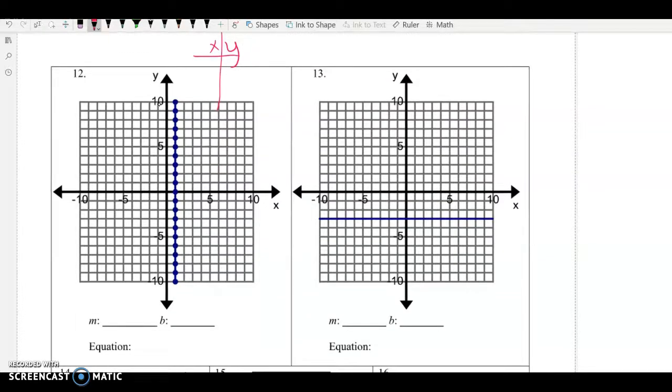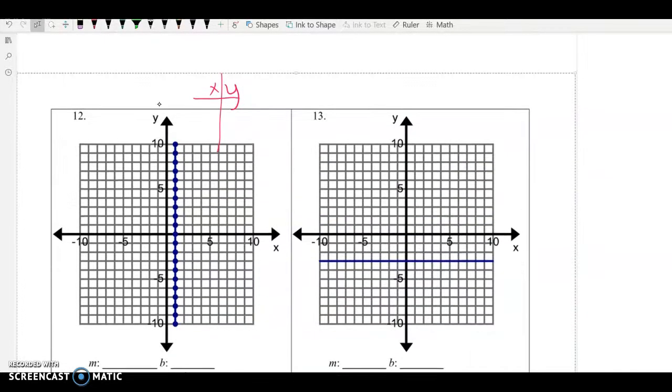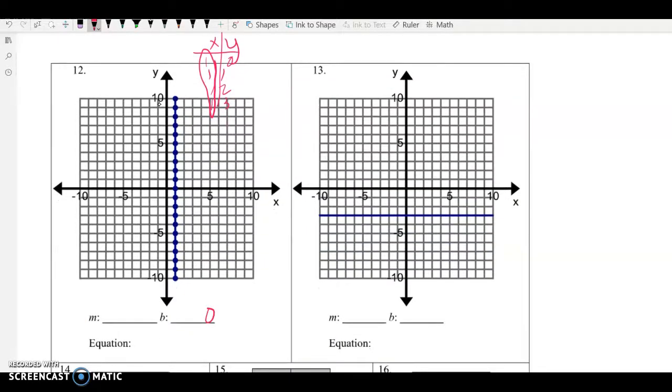So I'm going to look at some of these points in my graph. Okay, I see one point at 1, 0. I see one point at 1, 1. I see one point at 1, 2, 1, 3. All day, every day, my x value is 1. There is no slope. There is no y-intercept. So all day, every day, x is 1. It's crossing my x-intercept all day, every day at 1. All right, so that's how we can write that equation.